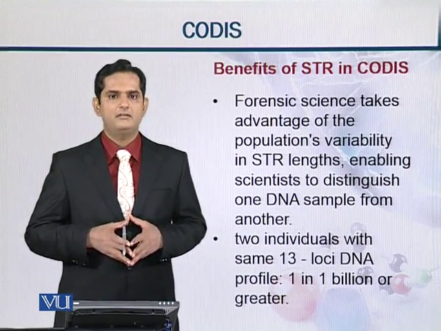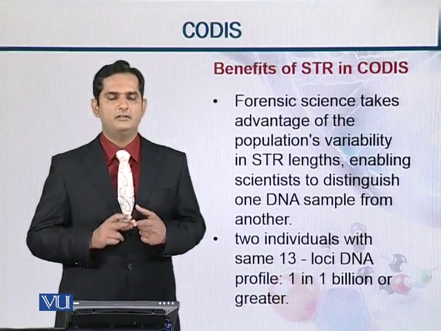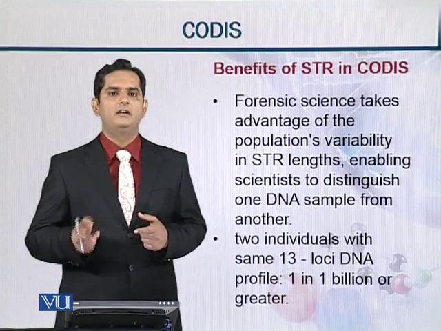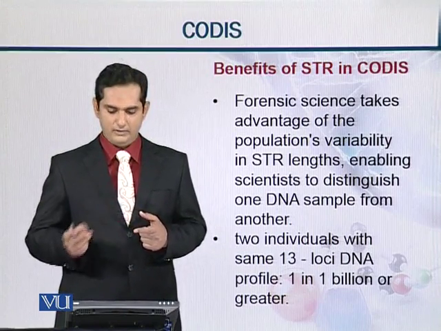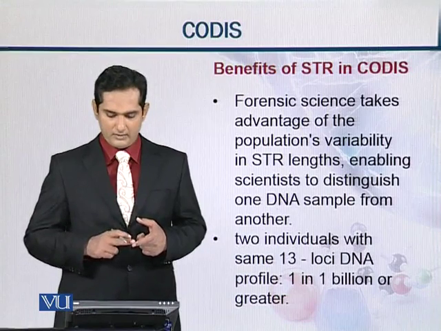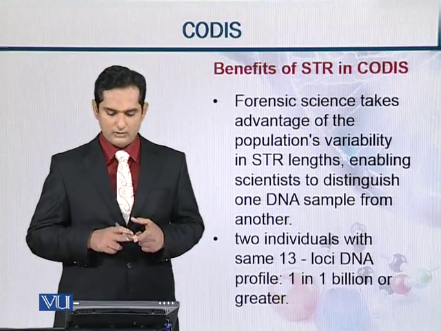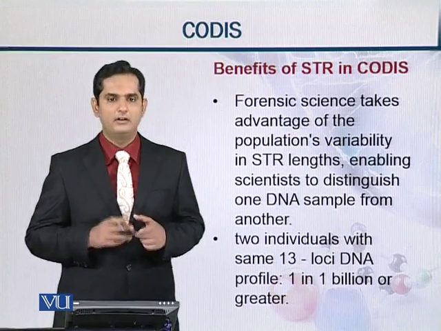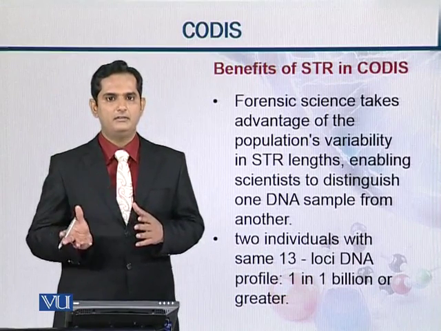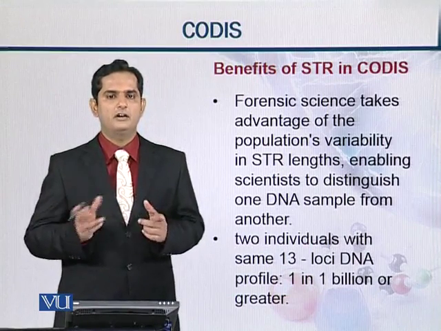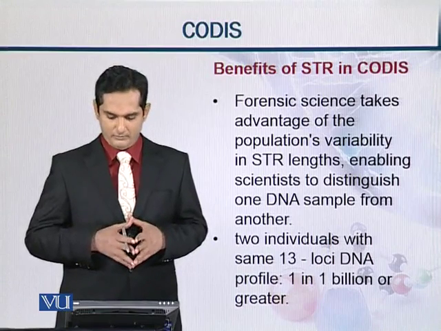So what happens is we have forensic sciences. Forensic scientists are the people involved in collecting, storing and retrieving this information from the CODIS database. They take advantage of the population's variability in STR length. Short tandem repeat length would be different for different people.